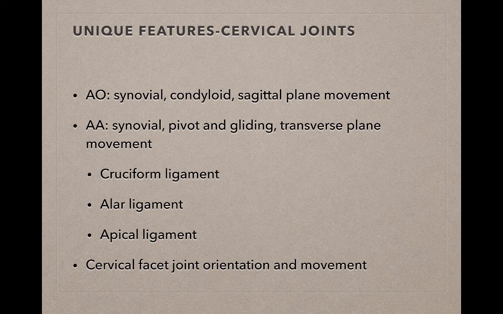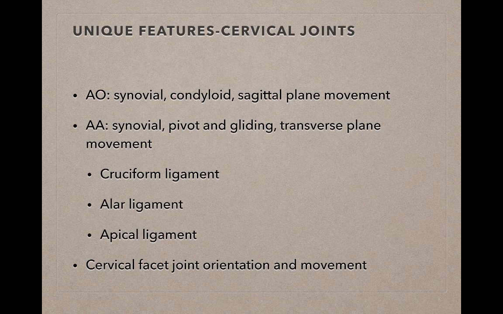The movement that's allowed here is mostly nodding. So as you say yes, that's the movement that's allowed here. It's very small and it's referred to as capital flexion or capital extension. There is no disc between this joint because there is no vertebral body for it to attach to.